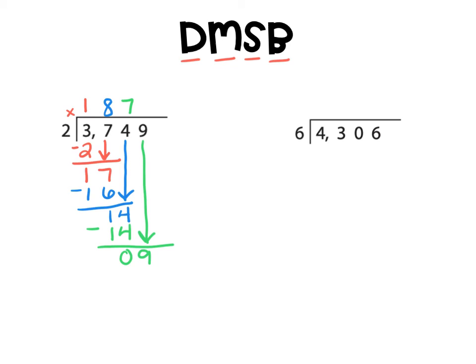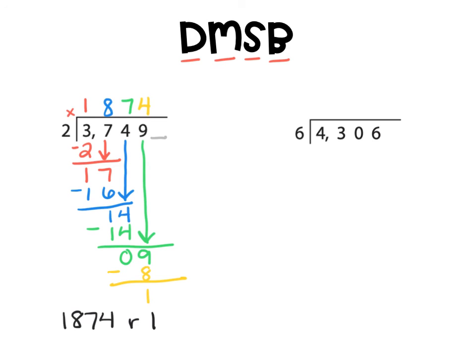Now, 2 will go into 9 4 times. 4 times 2 is 8. When I subtract, I get 1. There's nothing else to bring down, so I know that I'm finished, and my quotient is 1,874 with a remainder of 1. Now I want you to try 4,306 divided by 6 on your own.